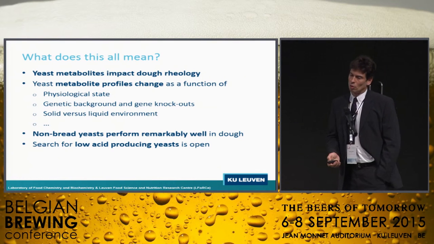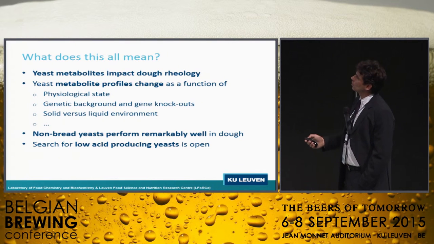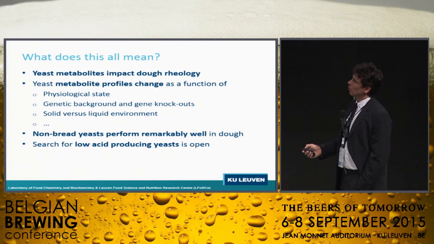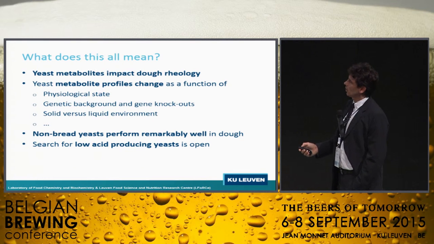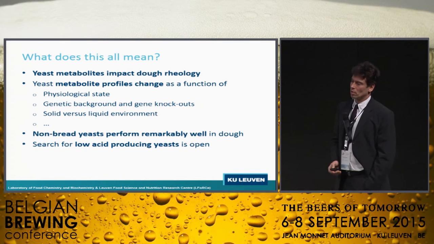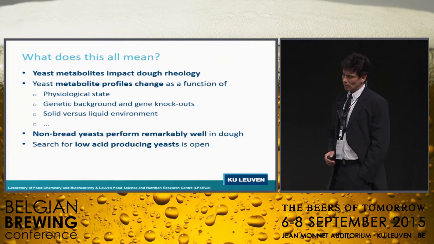So again, what does it all mean? For dough, it's very clear. We have an impact on dough rheology. What is maybe more widely applicable is that your yeast metabolite profiles change as a function of physiological state, which might or might not be something that you can work with. Genetic background, of course, in gene knockouts, but also, importantly, solid versus liquid environment.